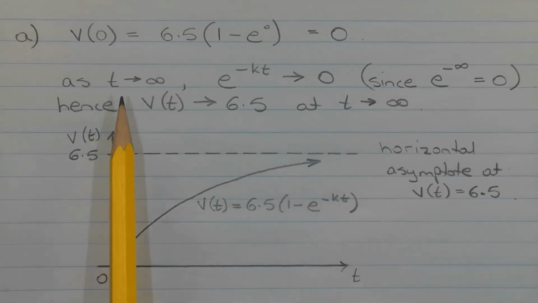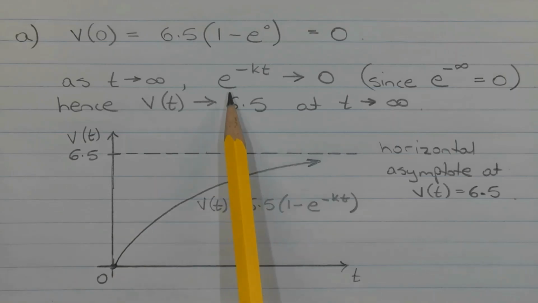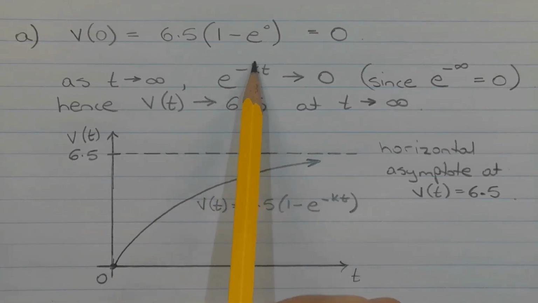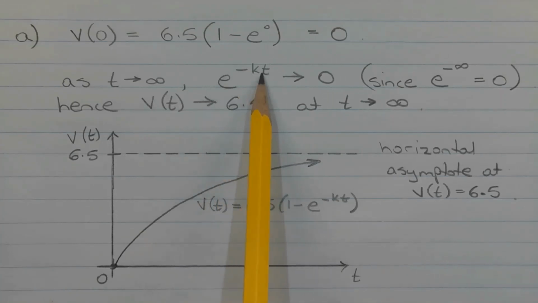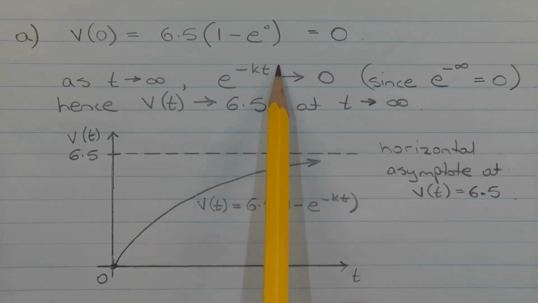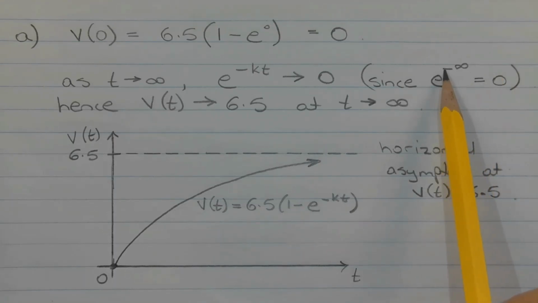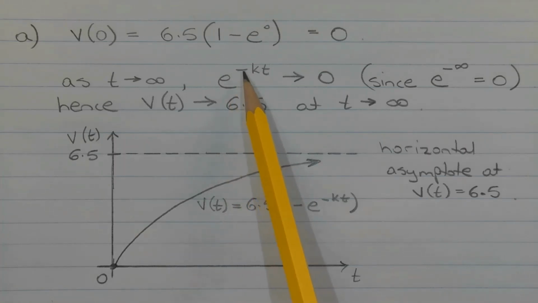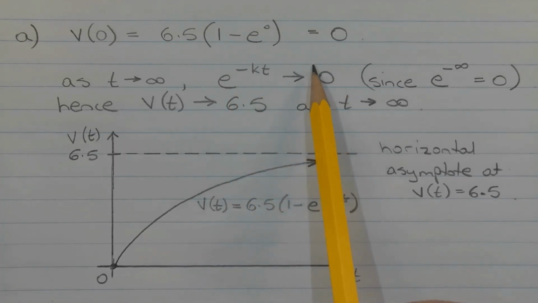Let's see what happens as t approaches infinity. In other words, as time gets larger and larger, let's see what happens to e to the power of negative kt. Now k is positive, so we have a negative times a positive, which makes a negative, multiplied by a large value of t. Effectively, what we're doing is e to the power of negative infinity. So as t gets bigger and bigger, e to the power of negative kt gets smaller and smaller, in the sense that it gets closer and closer to 0.